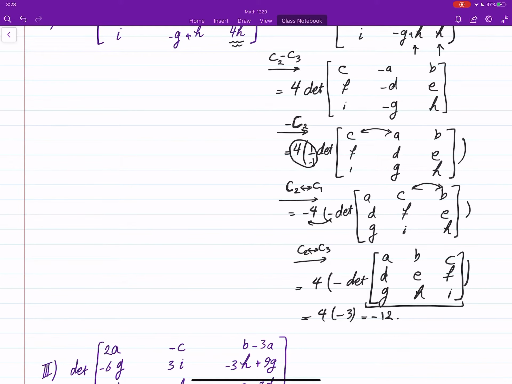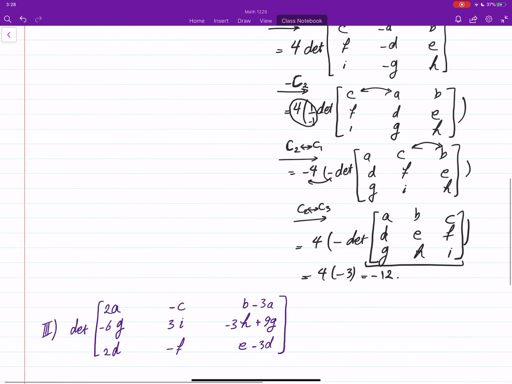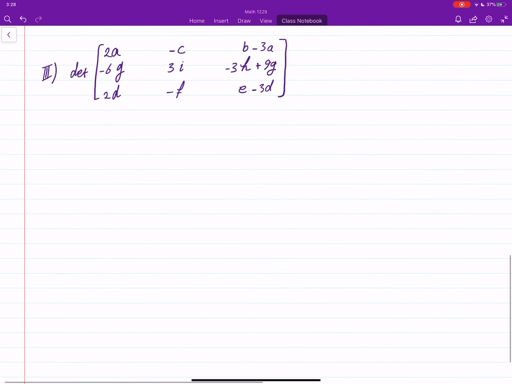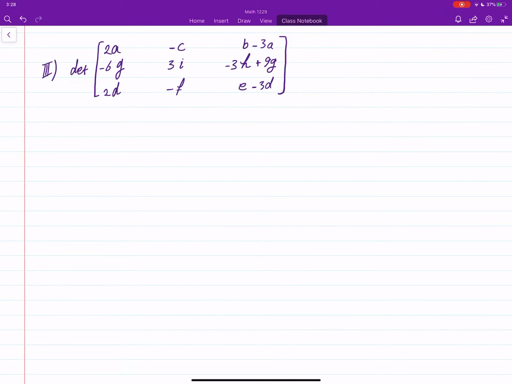Okay. So this was column operations. And the last example is combinations of elementary row operations and elementary column operations. And it's a little bit trickier. We have to figure out something for this one. Okay. What shall we do here?